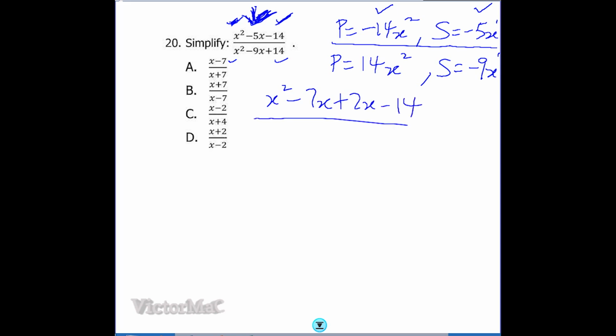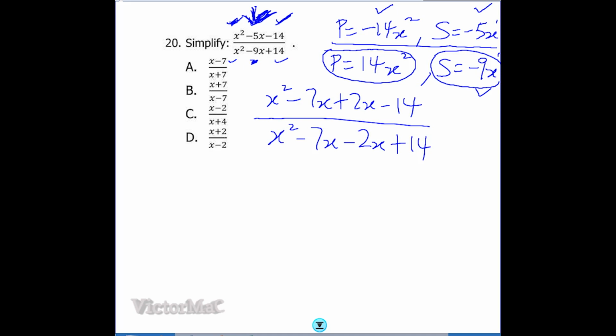For the denominator, we analyze the product first and the sum alongside. Let's start with the product. What are the 2 factors that multiply to give 14x squared, and when we sum up we get minus 9x? The 2 factors will be minus 7x and minus 2x. When we multiply that, we'll get 14x squared, and when we add up minus 7x and minus 2x, we get minus 9x. So decomposing this middle term also into minus 7x and minus 2x, we have x squared minus 7x minus 2x plus 14.